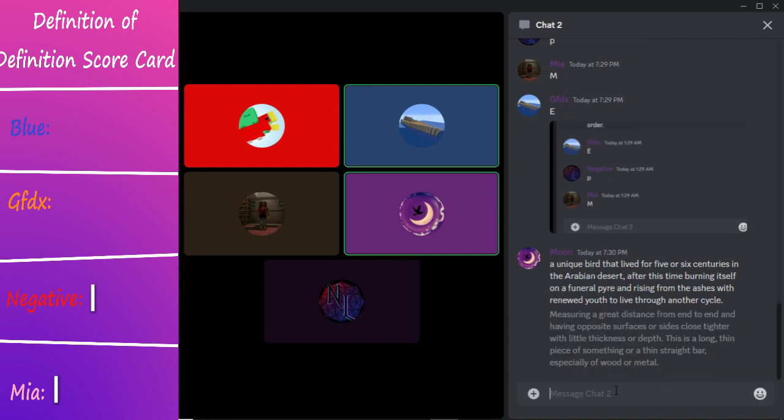So it's measuring a great distance from end to end and having opposite surfaces or sides close together with little thickness or depth. This is a long, thin piece of something or thin, straight bar, especially of wood or metal.